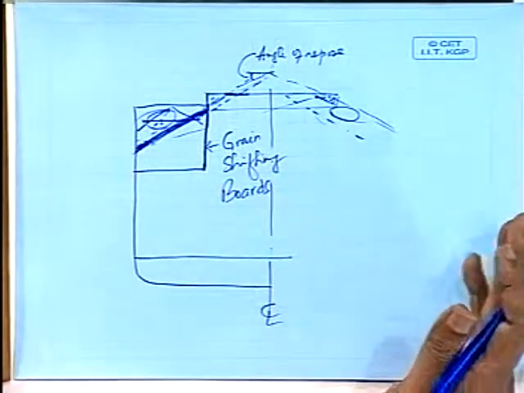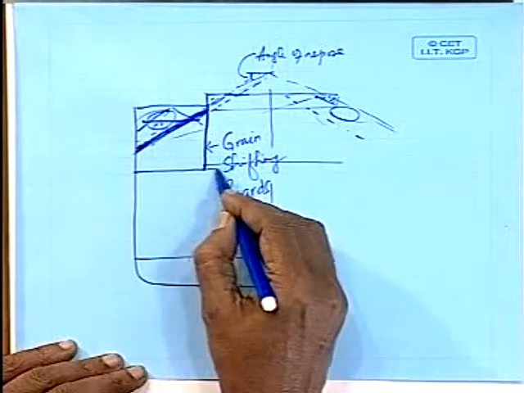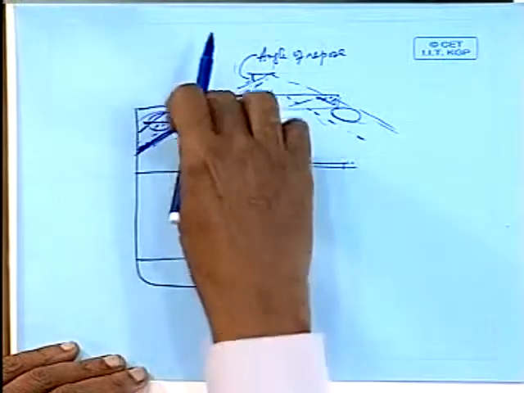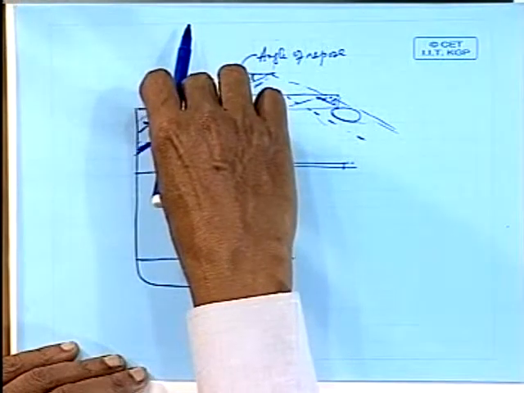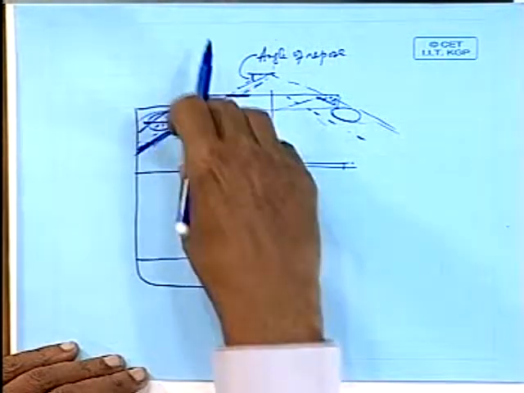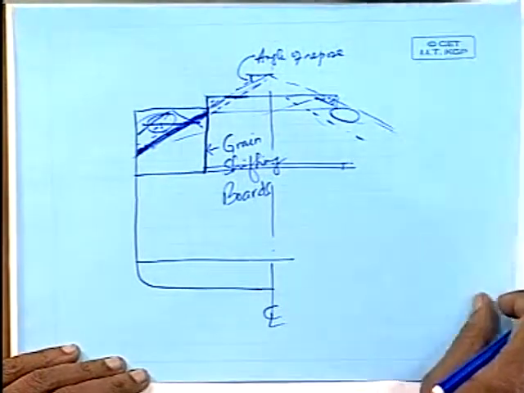You have these boards stacked somewhere in the ship. When you want to carry grain, you fix this and then load grain. These are temporary bulkheads. Of course, you can go a step further. You require hatch covers for the twin deck. The hatch covers can be designed in a manner that they can fold up and form the grain shifting boards. Okay.